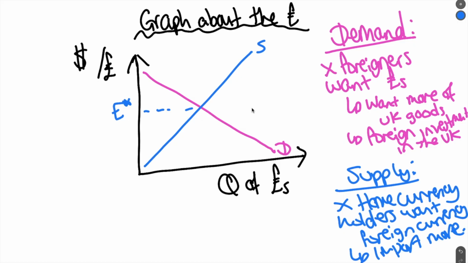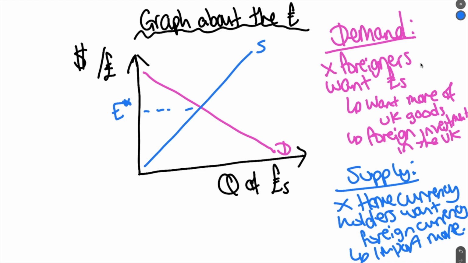Okay, so that's what affects demand, that's what affects supply. For supply, this also makes sense because if we go up the supply curve, E gets higher, that means the pound's getting stronger against dollars. So what would you do then? If your pound's getting stronger against dollars, you could afford to buy more dollars, right?